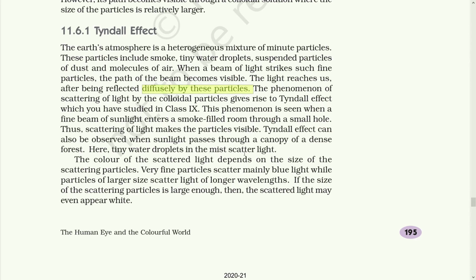The color of the scattered light depends on the size of the scattering particle. Very fine particles scatter mainly blue light, while particles of larger size scatter light of longer wavelength. So, this is the main thing that you have to understand about scattering of light. The smallest particles scatter blue light, while larger particles scatter light with a longer wavelength. And which is the light with a longer wavelength? It is red color. Red has the longer wavelength compared to other colors. If the size of the scattering particle is large enough, then the scattered light may even appear white.